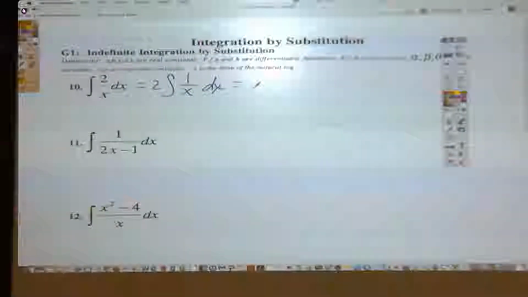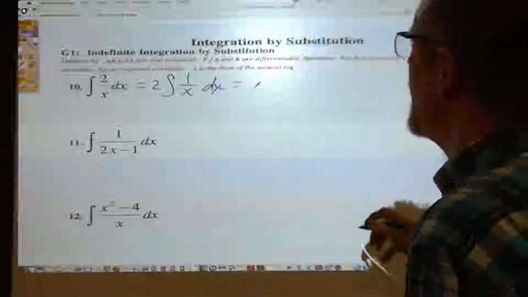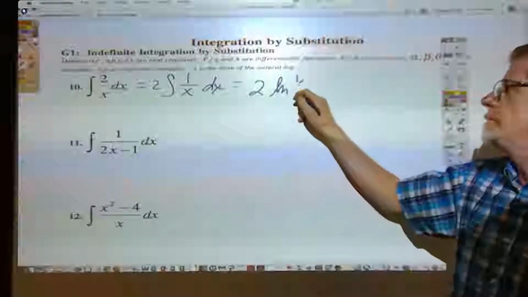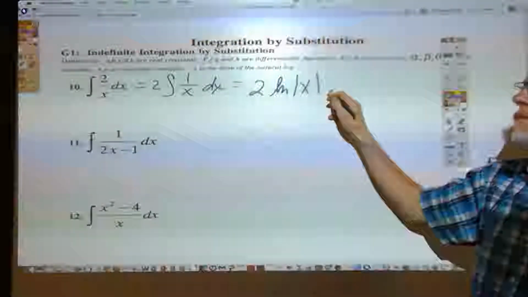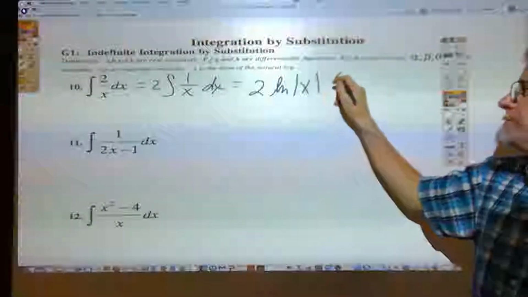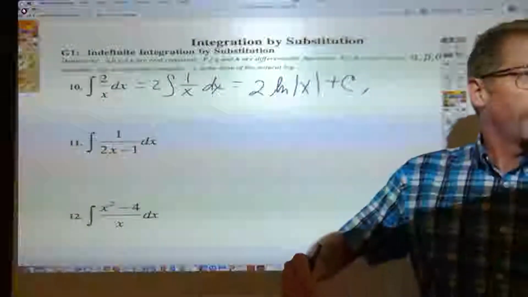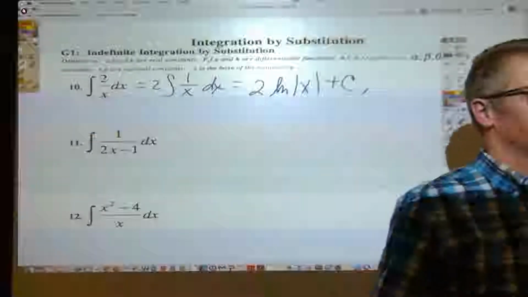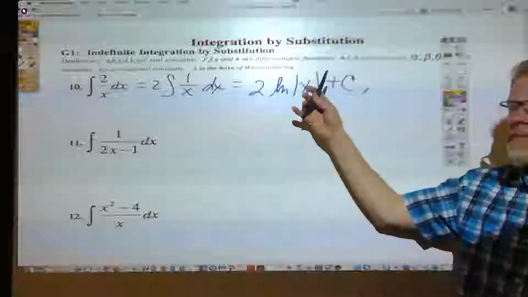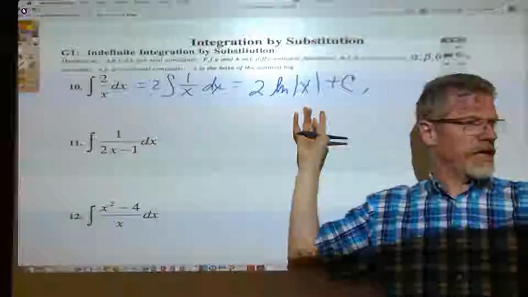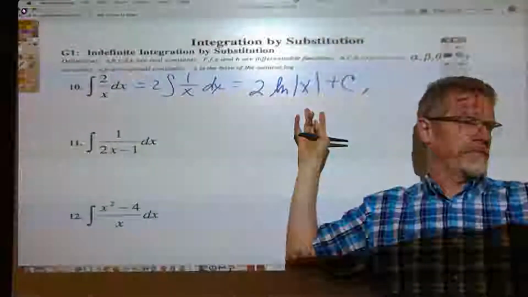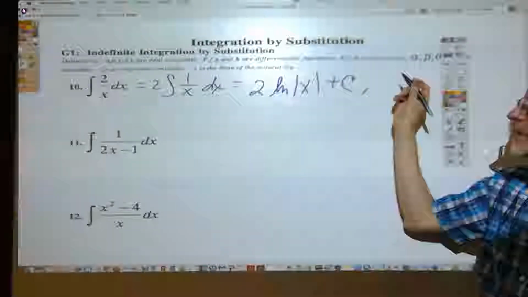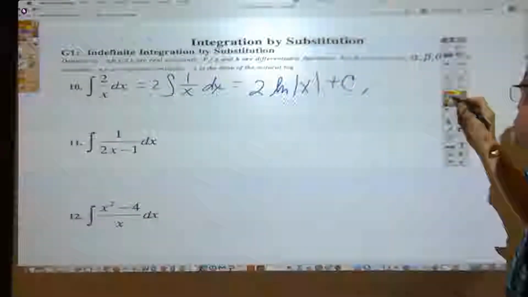Wesley, would you tell me what you believe the correct answer is for number 10? 2 natural log of the absolute value of x plus c. I almost jumped up and down, but I only do that once per year. You remembered the absolute value on the x's. Not everyone remembers that. And thanks for saying plus c. Any questions on this one right here?